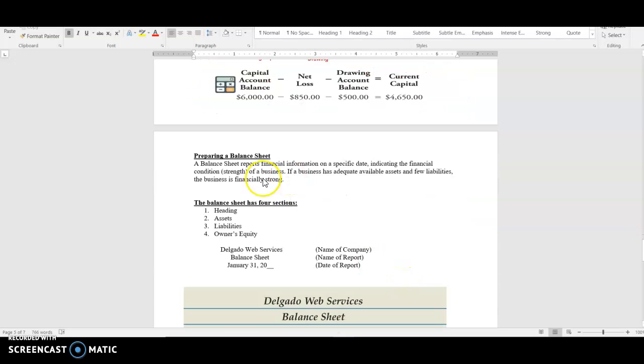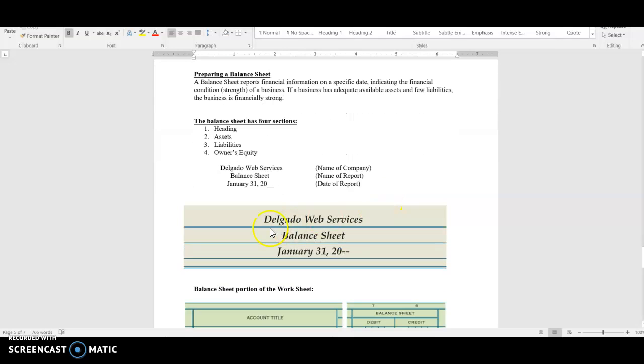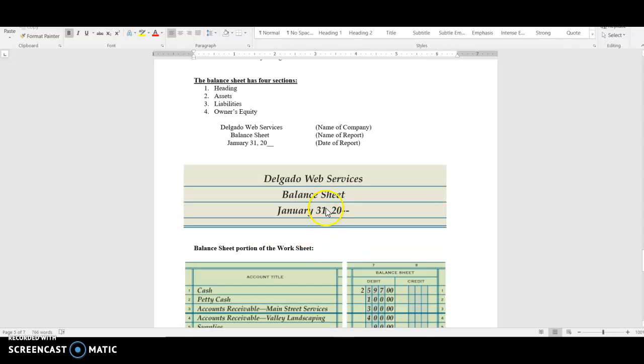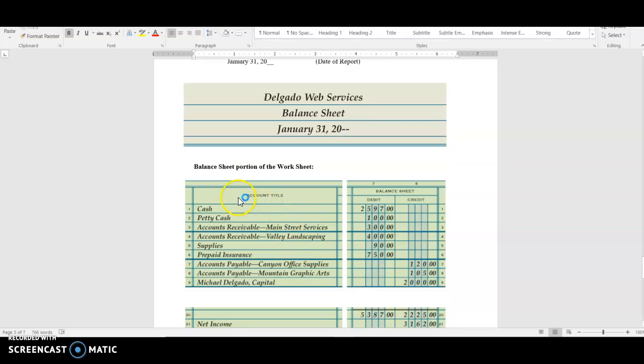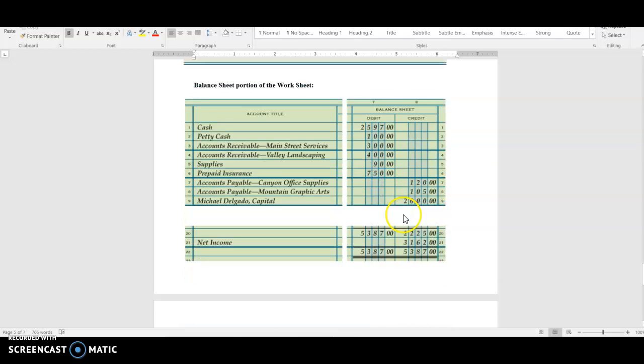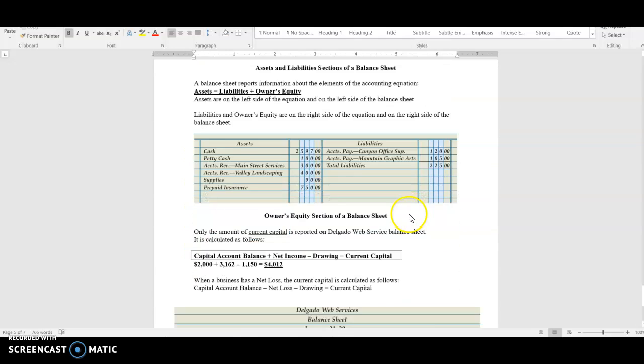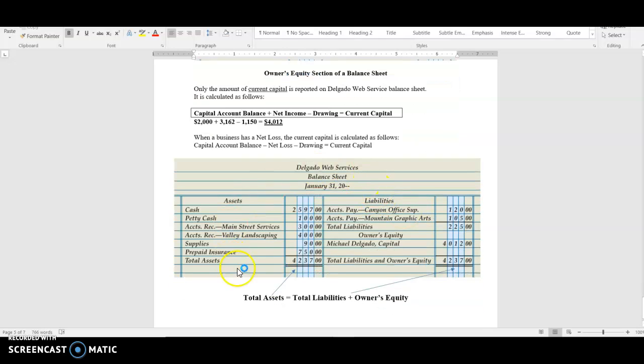The second part of that is then preparing a balance sheet. Again, we still need the name of the company, and we need the name of the document, balance sheet, and this time it's a date. Instead of for the month ended, it'll just have that specific date that we're preparing this report. We're looking for the information from the balance sheet portion of the worksheet to fill that in. And down below in your notes, I have a sample of what a completed balance sheet will look like.